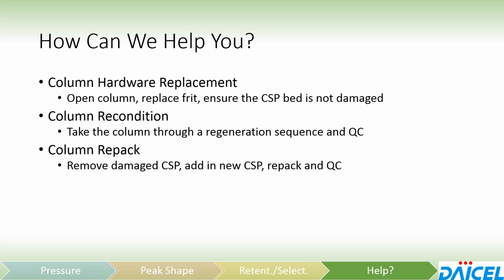If you have some kind of an adsorbed sample on there, or there's some other chromatography issues going on, we can take it through our column regeneration or recondition process. Very similar to repack, but we will take it through our regeneration sequence first, to make sure that there isn't any analyte stuck on there that we can't help get off. And then again, if it needs to be repacked, we will take it into the next step and do the repack.